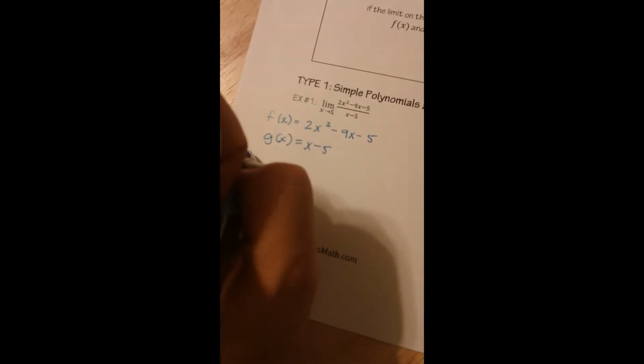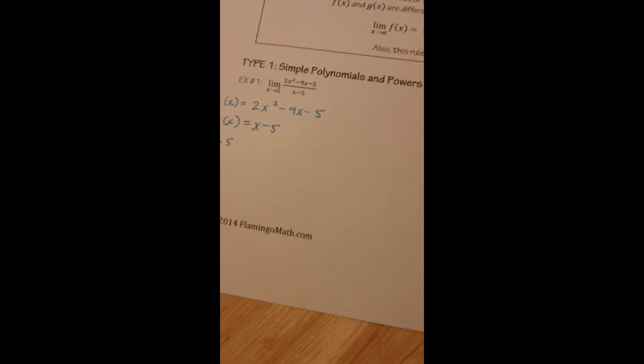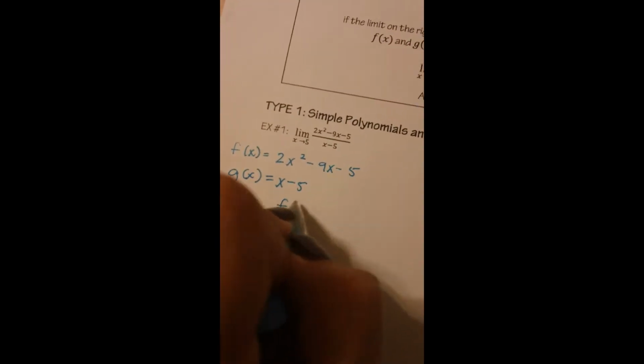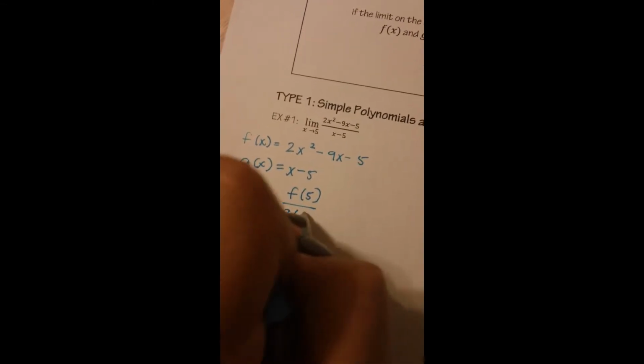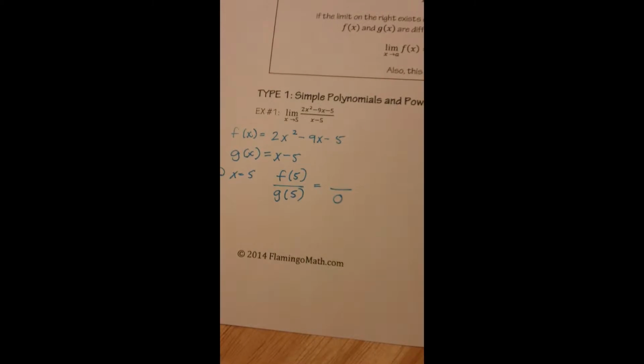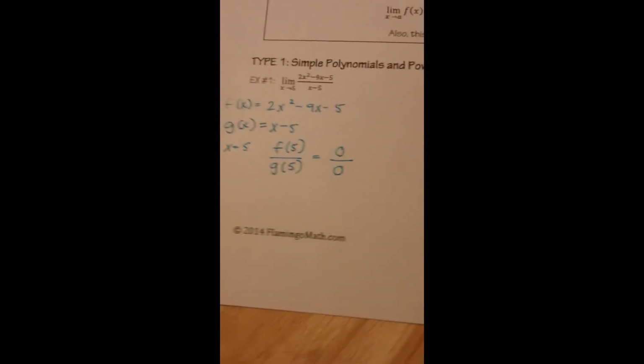Now, if we plug in x equal to 5 in both of these functions, we're left with f of 5 over g of 5. 50 minus 45 is 5 and 5 minus 5 is 0. So we end up with 0 over 0, which is one of our indeterminate forms.